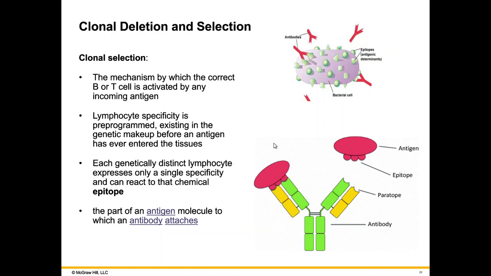All right, so next, let's talk about clonal selection. This is the mechanism by which the correct B or T cell is activated by any incoming antigen. So we said previously that the specificity of lymphocytes is already pre-programmed, and that exists in our genetic makeup before the antigen ever enters the tissues.